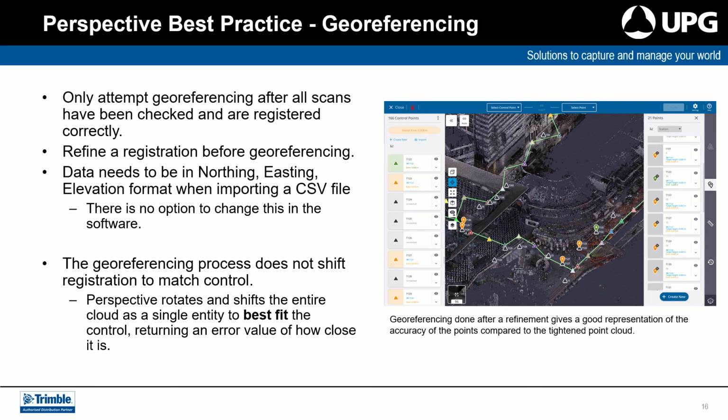In Perspective in particular, the georeferencing process does not shift the control of the point clouds. It is not considered a registration process. It is merely fitting the control to the coordinates that are brought in, and it will give you a best fit output from this. So we are not shifting each of the scan data to match the control. This is merely making sure that it's georeferenced, and residuals will be returned, showing you how close those points are to the control from the scan data.